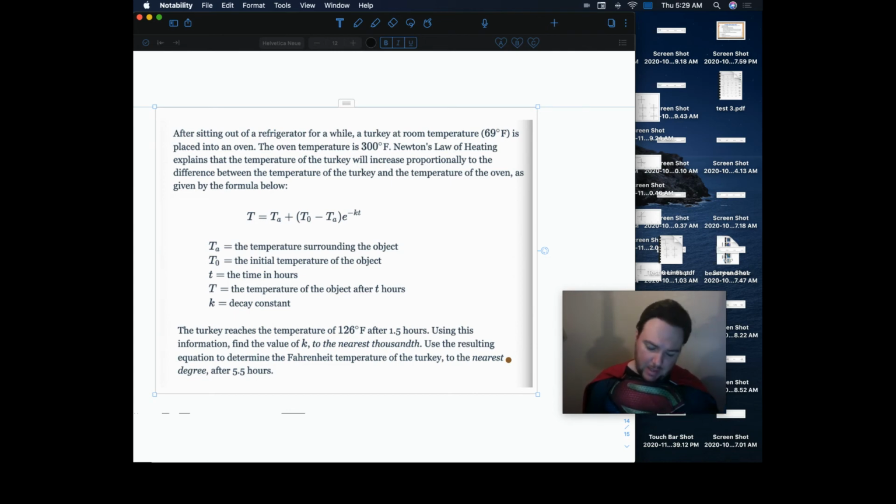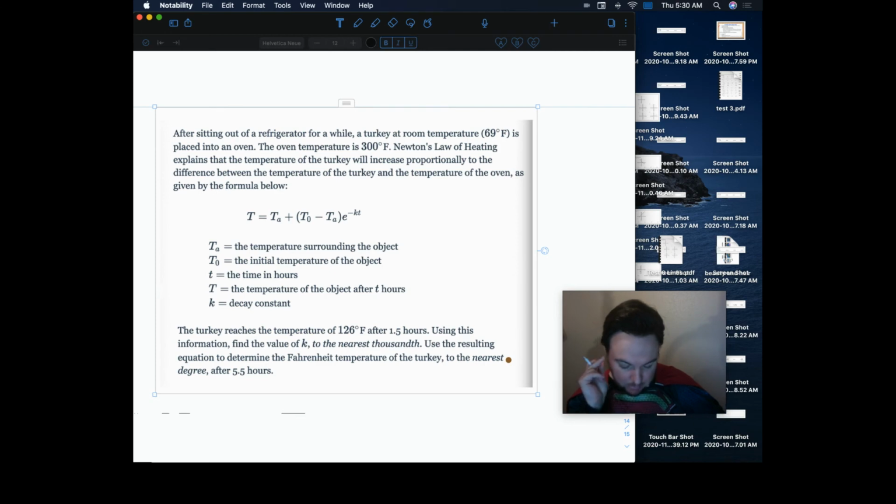So after sitting out of a refrigerator for a while, a turkey at a room temperature of 69 degrees Fahrenheit is placed into an oven. The oven temperature is 300 degrees Fahrenheit. Newton's law of heating explains that the temperature of the turkey will increase proportionally to the difference between the temperature of the turkey and the temperature of the oven, as given by the formula below.